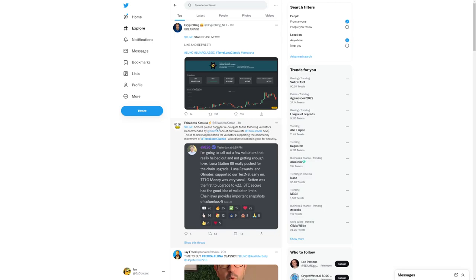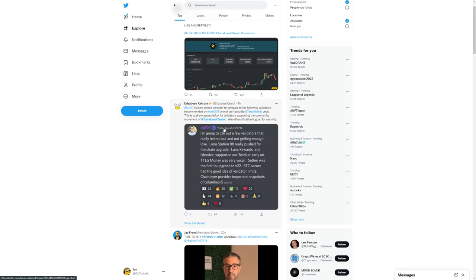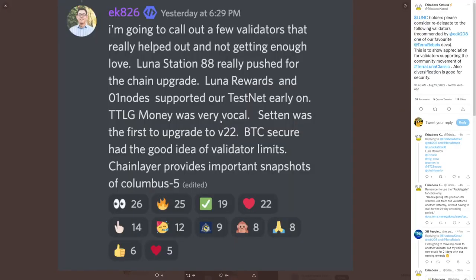Luna Classic holders, please reconsider redelegating the following validators. One of the favorite Terra Rebels devs actually made a huge announcement. I'm going to call out a few validators that really helped out and have not been getting enough love. Luna Station 88 really pushed the chain upgrade. And finally, this is the moment we have been waiting for.